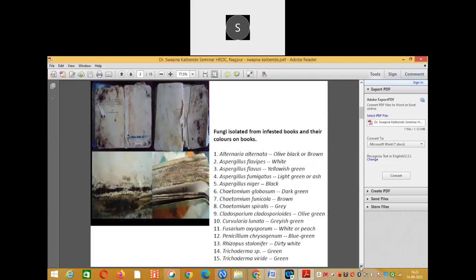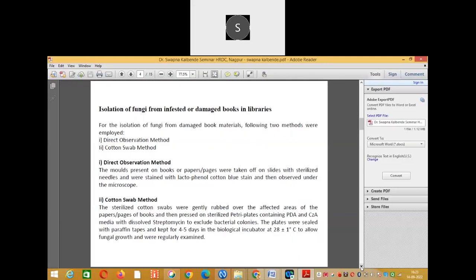These are the photographs of some deteriorated books from which I have isolated the fungi. And on the right hand side, these are the names of the isolated fungal species followed by their colors on the books. These species are Alternaria alternata, Aspergillus flavus, Aspergillus fumigatus, Aspergillus niger, Chaetomium globosum, Chaetomium funicola, Chaetomium spirale, Cladosporium cladosporioides, Curvularia lunata, Fusarium oxysporum, Penicillium chrysogenum, Rhizopus stolonifer, Trichoderma species, etc.